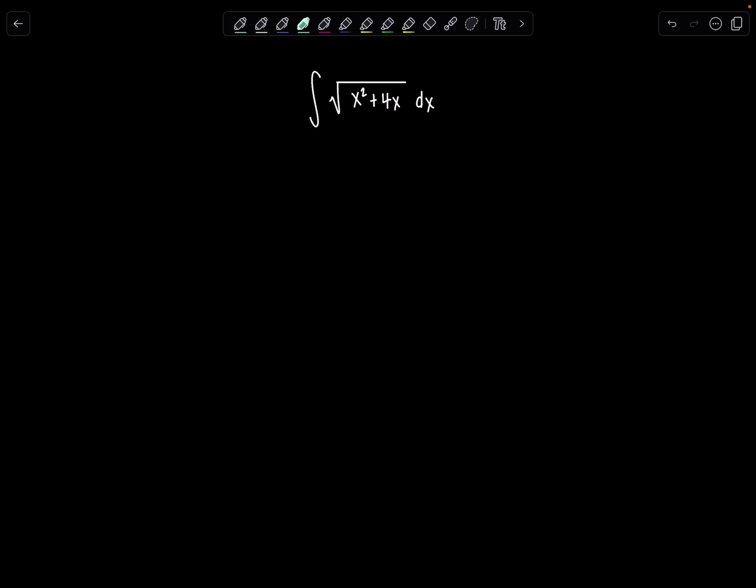So we have here just an indefinite integral of the square root of x squared plus 4x dx. If you want to pause the video, try it on your own. I'll let you know the first thing you need to do is complete the square and then use a trig sub. But then it just gets kind of lengthy after that point. Okay, so on that note, let's go and complete the square.